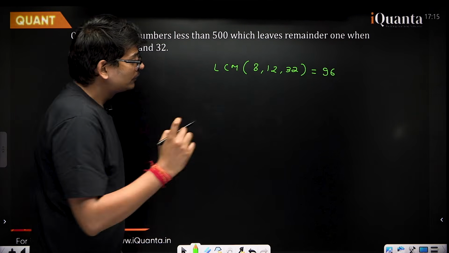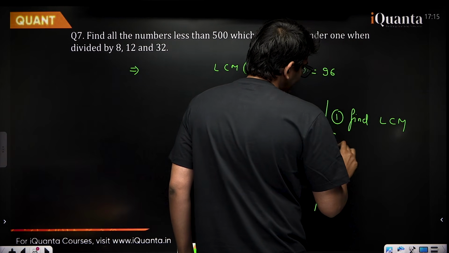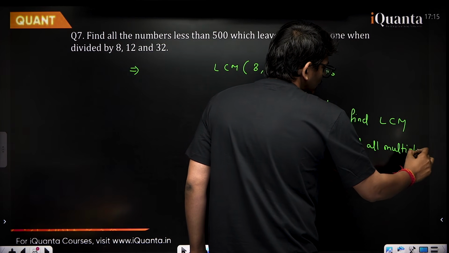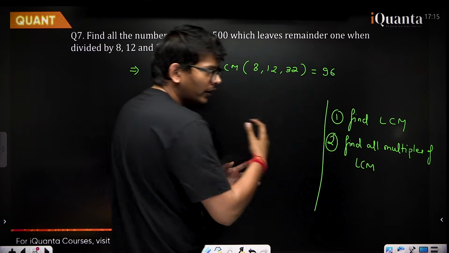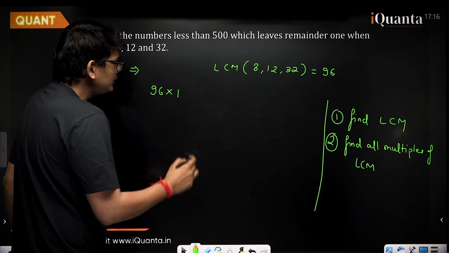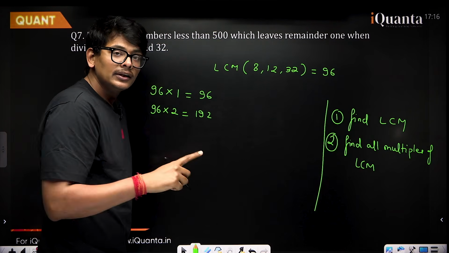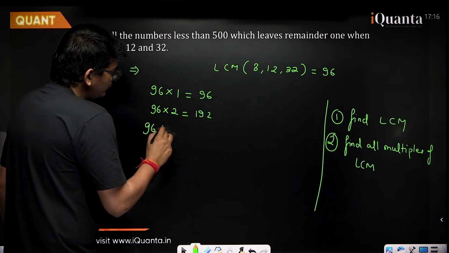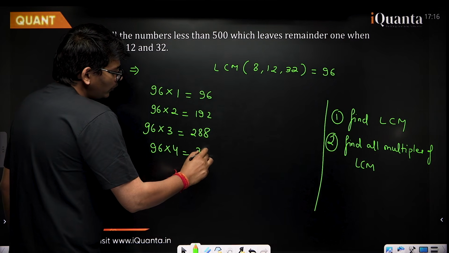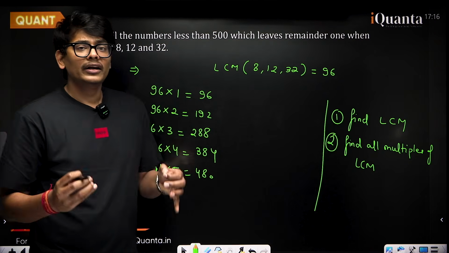So what you have to do? First step is finding the LCM. Second, find all multiples of the LCM. Why? You will understand. So 96 is the least number which satisfies this condition if the remainder was 0. Next number will be 96 into 2, 192. Again, this will give us remainder 0. 96 into 3, 288. 96 into 4, 384. 96 into 5, 480. All these numbers will give us remainder 0.